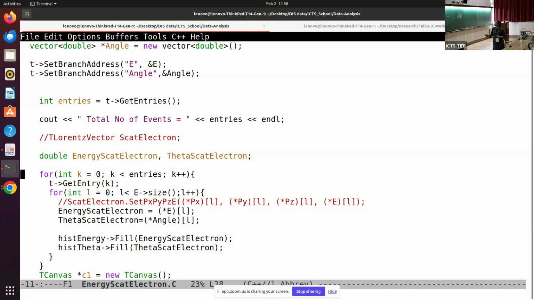Okay. Now, if you see here, there is another for loop. In one event, as I said, there can be more than one electron. I don't know which electron is the scattered electron, so I have to read all the electrons. This is the size, basically how many electrons there are. I am running it for each event, since one event can have more than one electron. So that is also being looped.